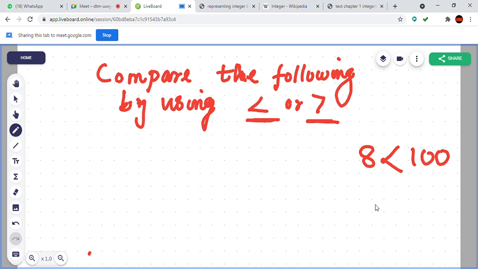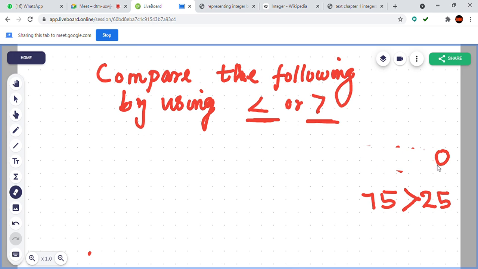Then if I write 75 and 25, here we know 25 is less. So the pointer should come towards 25, or the mouth should face 75. These two I am showing just as an example, so no need to copy this. Here we are comparing integers. That means positive and negative numbers will be there.